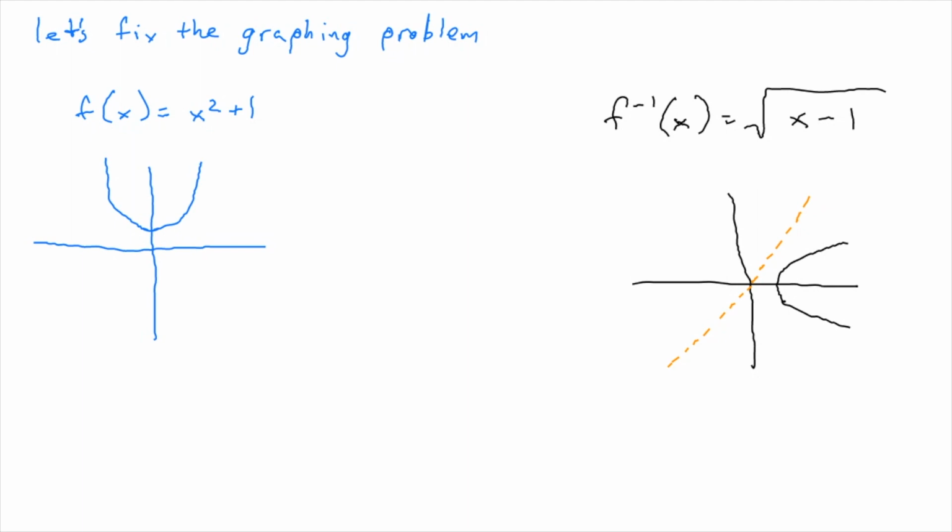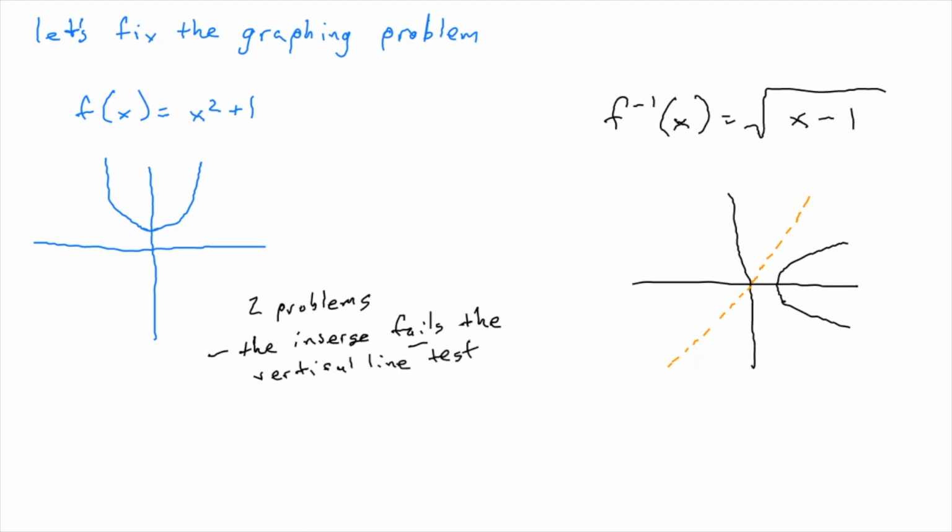Anyway, yeah, and we've noted two problems. The inverse fails the vertical line test. I wish I had known that before I flipped it. Wouldn't it be nice to know ahead of time that it's not going to work? And you could say, hey, don't bother.